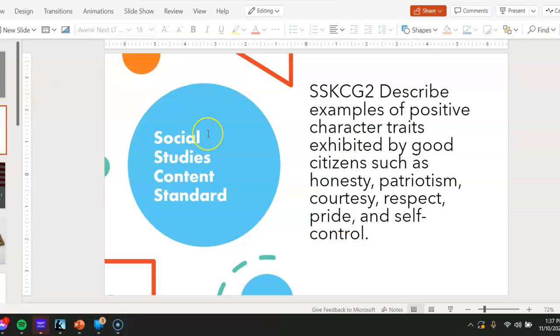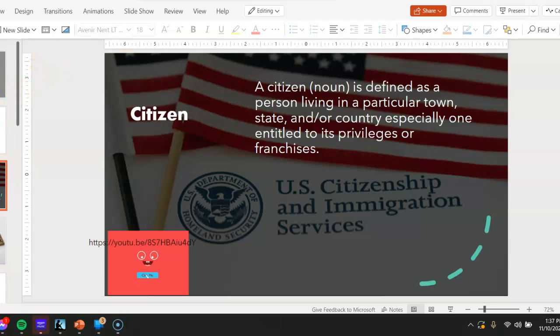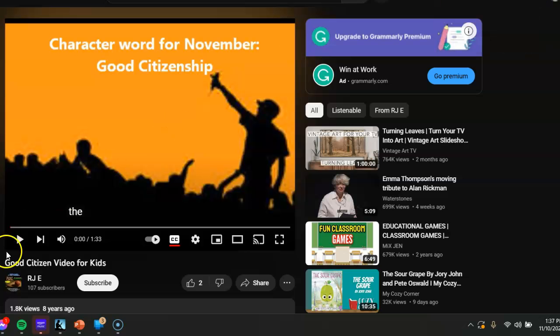I am reviewing the Social Studies Content Standard of SSK CG2, which is describe examples of positive character traits exhibited by good citizens such as honesty, patriotism, courtesy, respect, pride, and self-control. A citizen, noun, is defined as a person living in a particular town, state, and/or country, especially one entitled to its privileges or franchises. And then I have a video clip here that is going to take us to this.